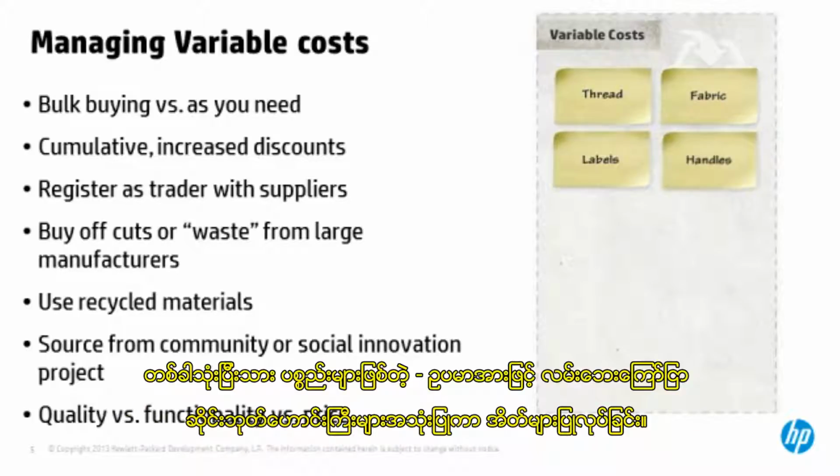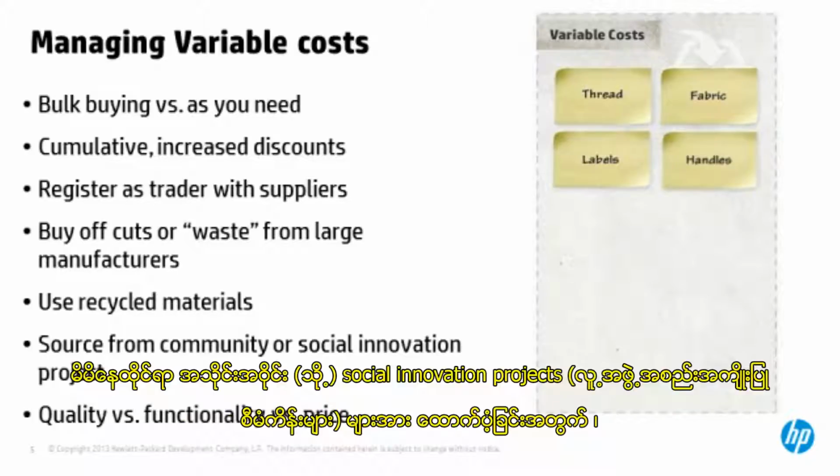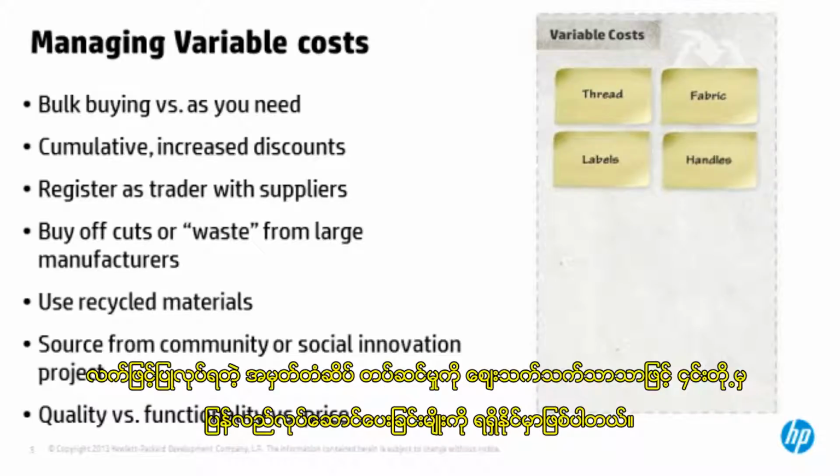Use recycled materials. For example, make bags from old billboard displays. Support community or social innovation projects. Perhaps they can provide handmade labels at a reduced cost. You are also doing good that way and add something unique to your product.